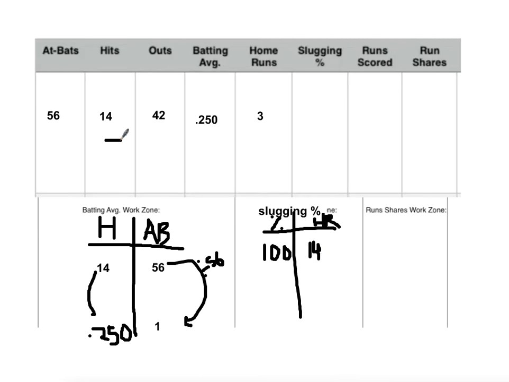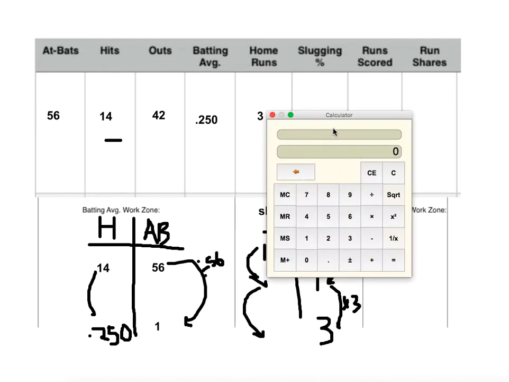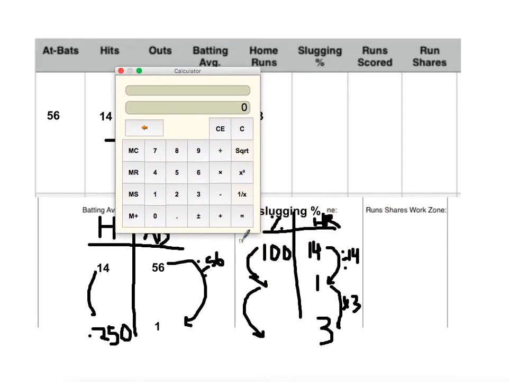But that's not the case. You have 3 home runs. So my pathway would be to divide by 14 on this side, which gets me to 1, and then I'm going to multiply by 3. And of course, whatever you do to one side, you must do to the other. So I'm going to do 100 divided by 14 times 3. And once again, you have a calculator.